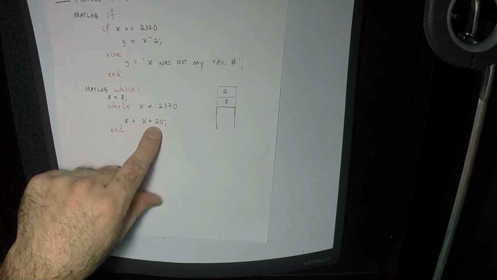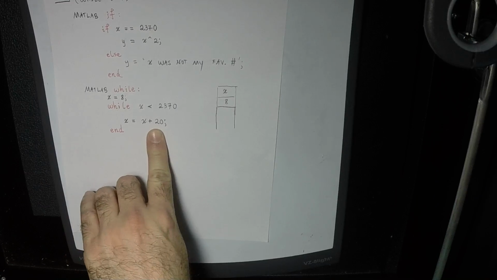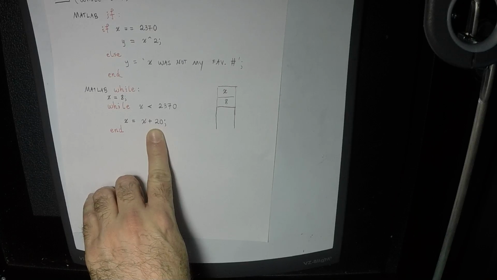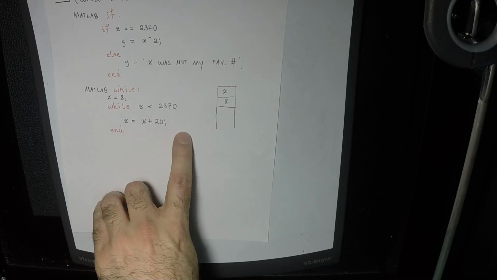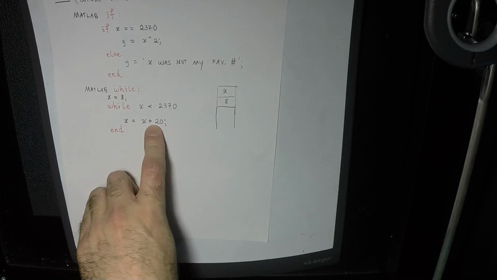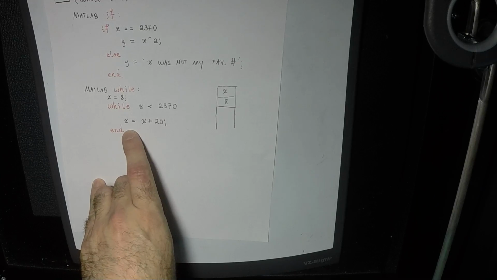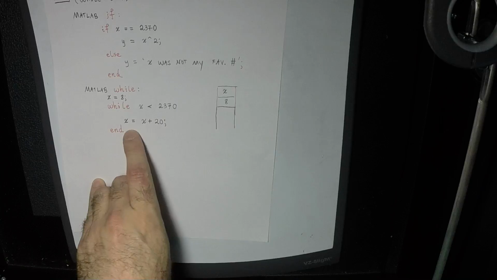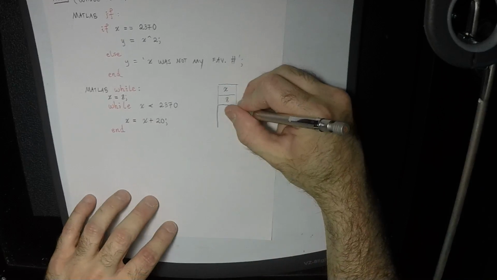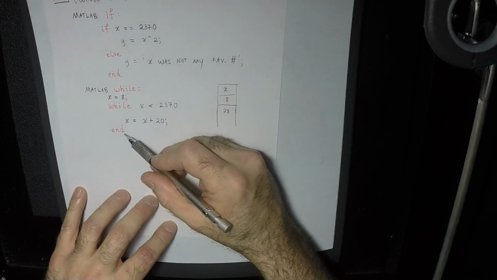So first it evaluates the right-hand side. You've told MATLAB, I want you to evaluate x plus 20. MATLAB does a lookup for the current value of x. It says, oh, it's 8. So it does 8 plus 20, which is 28. And then MATLAB says, oh, and you want me to store that in the name x. Okay. So now the current value of x is 28.